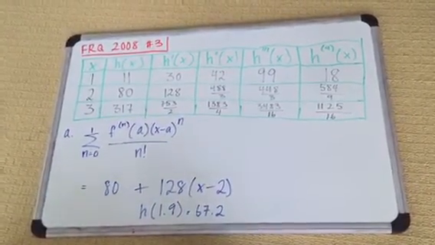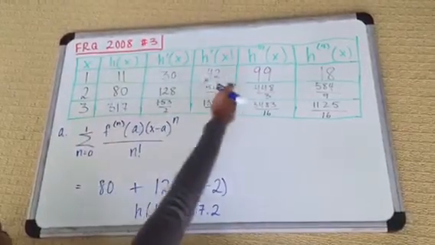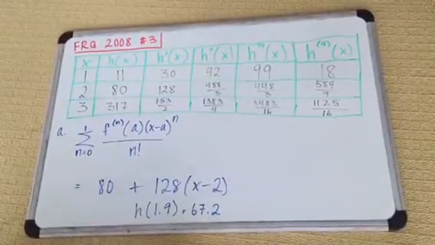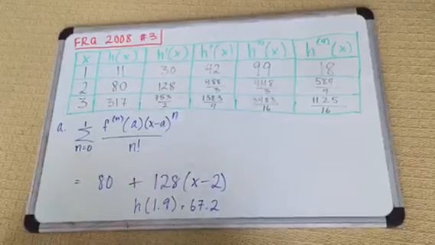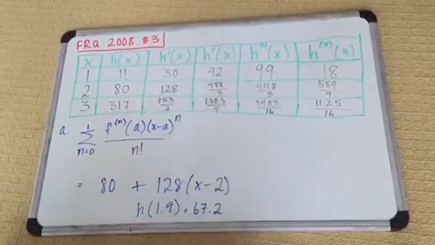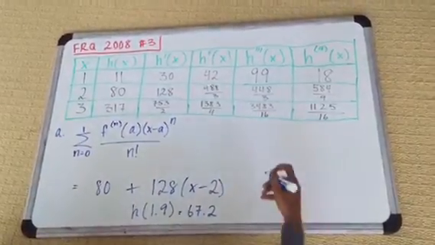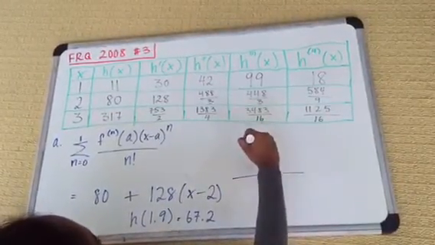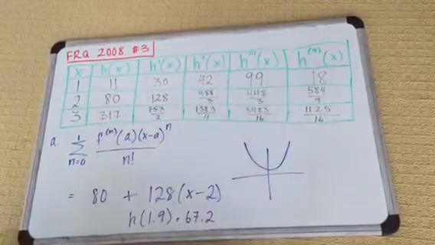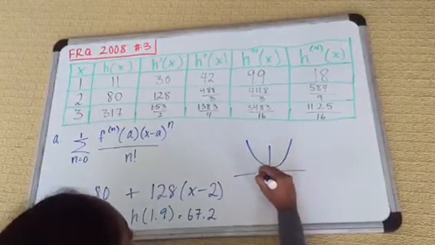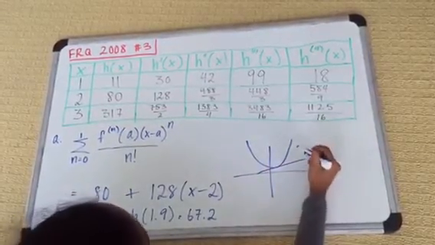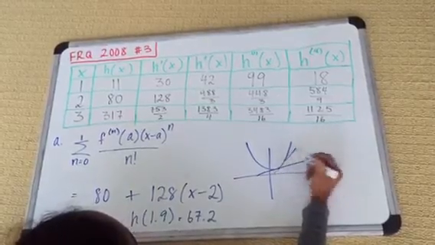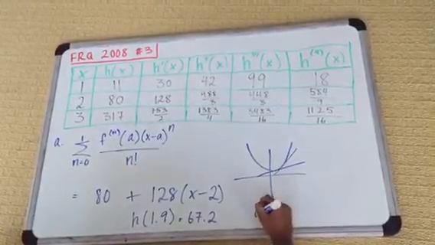The second part of part A asks us, is this approximation greater than or less than the actual value? This we can determine by looking at the chart and finding h double prime of 2, which helps us determine the concavity. So since this number is positive, all the numbers are positive, that means it's concave up. So when we look at a graph, a concave up graph, any approximation that we do is going to be an underestimate, as we see here. So this is an underestimate as well.